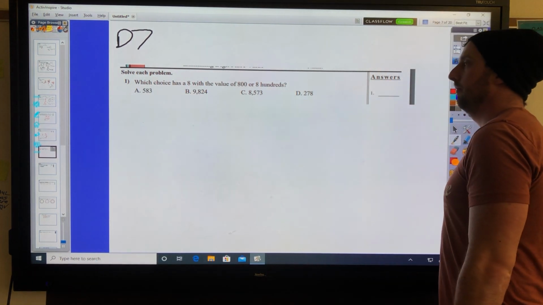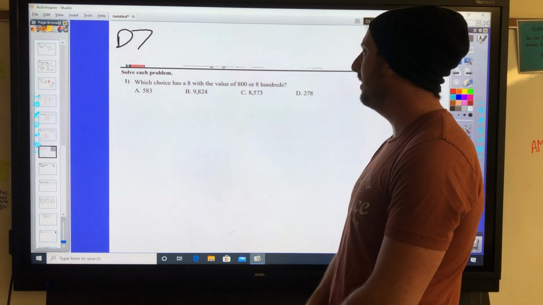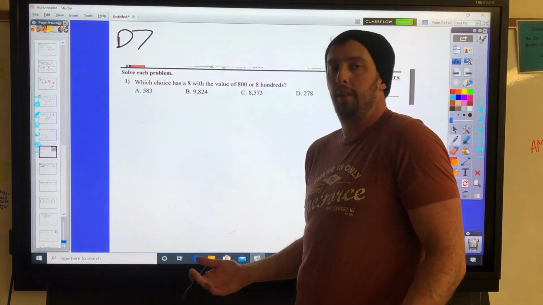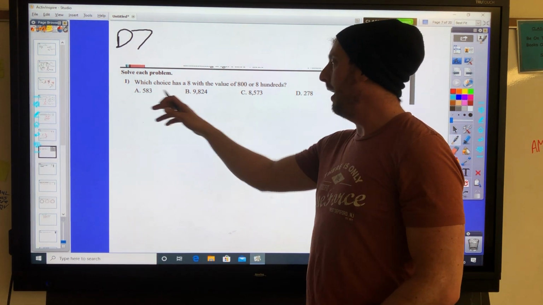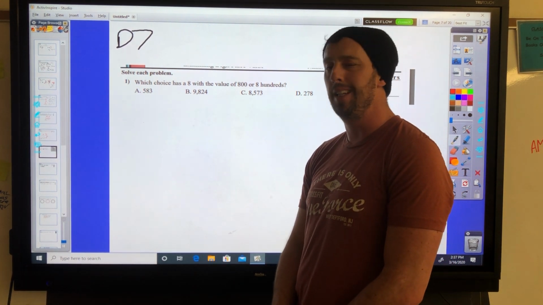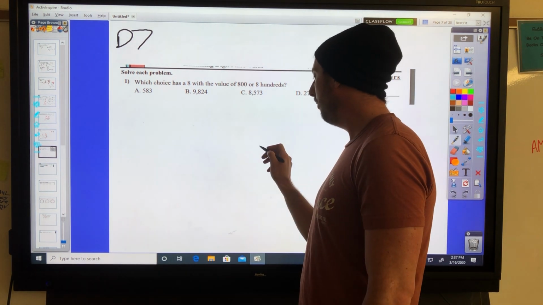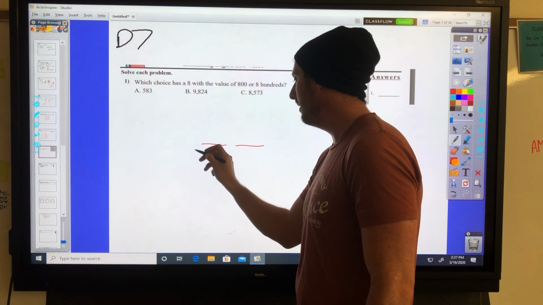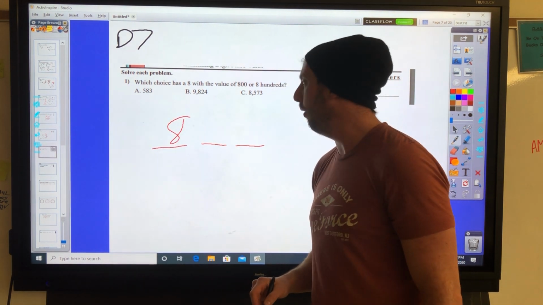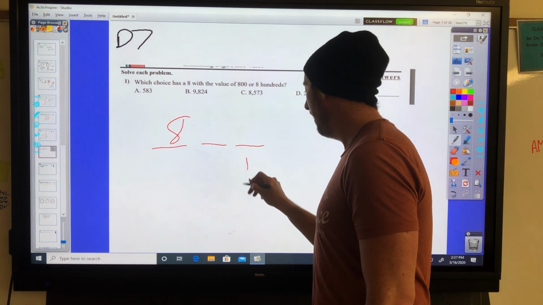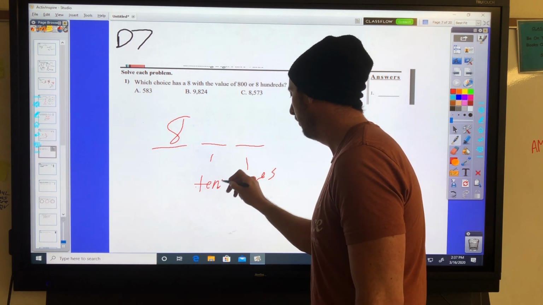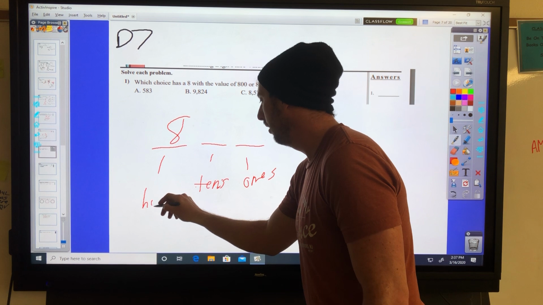Day 7. Which choice has an 8 with the value of 800 or 800ths? What this question really means is, what option has an 8 in the hundredths place? So if I start with my place value, we have ones, tens, hundredths. I really only need to find an 8 in that third space over to the left. So I have ones here. I have tens here. Whoa, that didn't work. There we go. Tens, and I have hundredths right here.